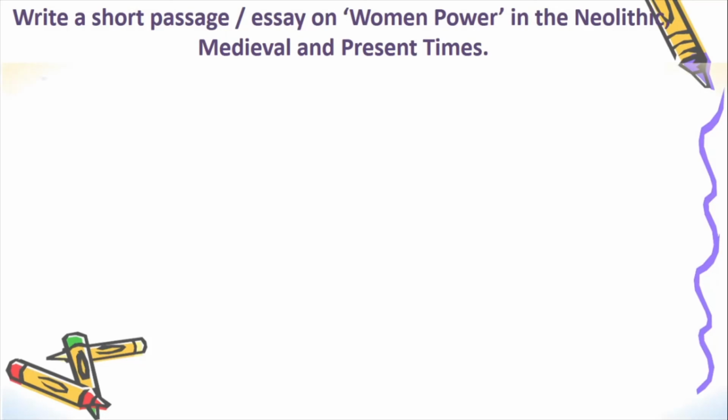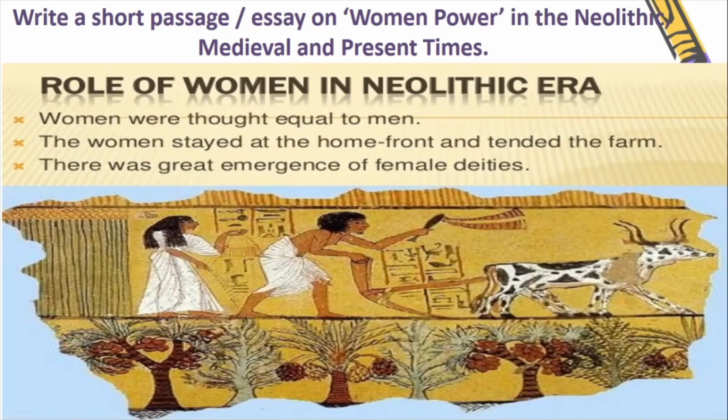So in the Neolithic period, women were thought to be equal to men. The women stayed at home and they tended to farms, etc. There was also a great emergence of female deities, means goddesses. Okay, now you can look at the internet, go to Google and find out more about the role of women in the Neolithic. Neolithic means ancient times.